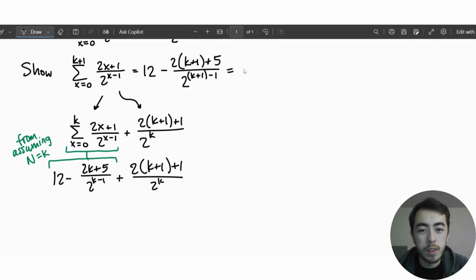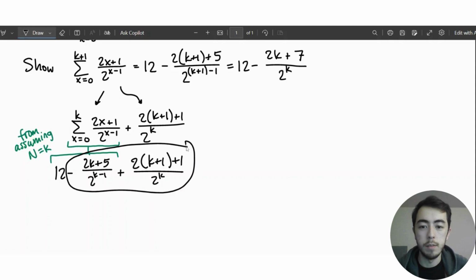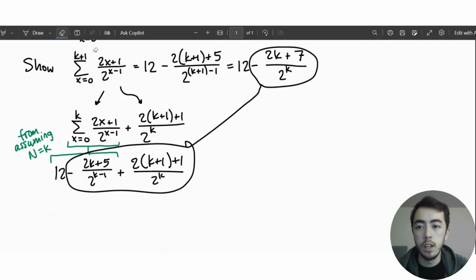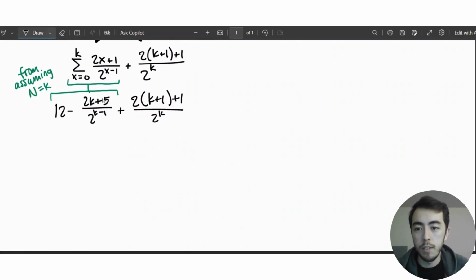I'm going to clean up the one up top just a little bit, so it'll be easier to compare what I get at the bottom here. I'm going to distribute this numerator. I get a 2k plus 2 plus 5, so plus 7. And then the k plus 1 minus 1 in this exponent is just 2 to the k. Now we just need to show that these two fractions combine to that one. So let's get a common denominator going so that I can add them. If I multiply 2 to the top and 2 to the bottom, I'll get a common denominator. So that 12 is still there.